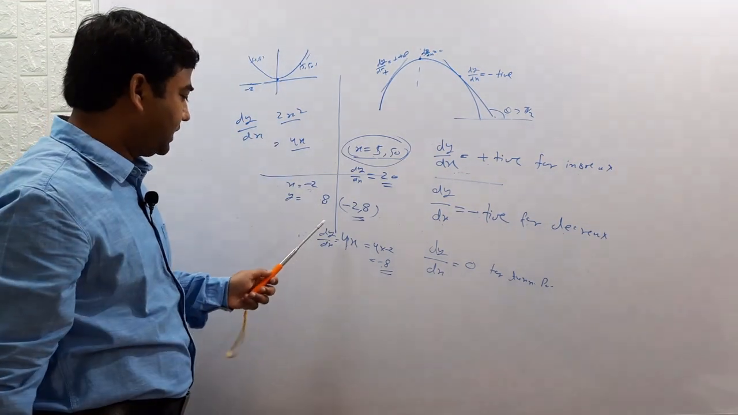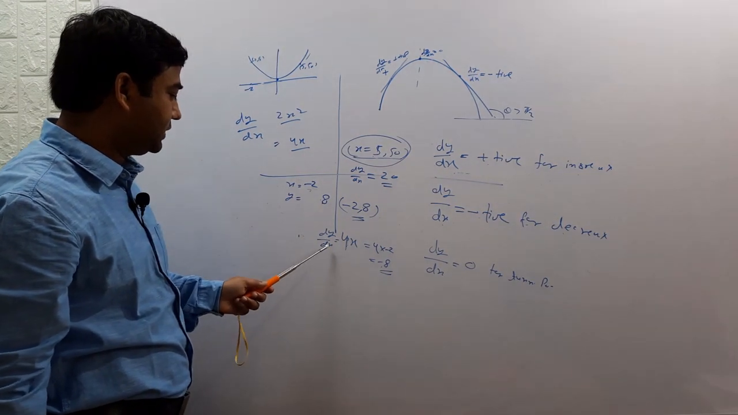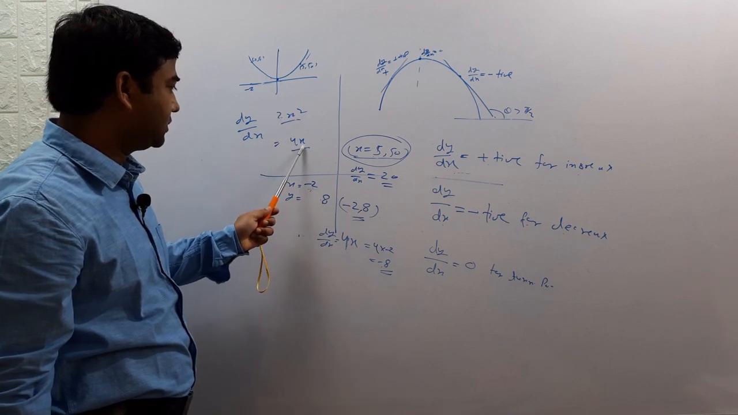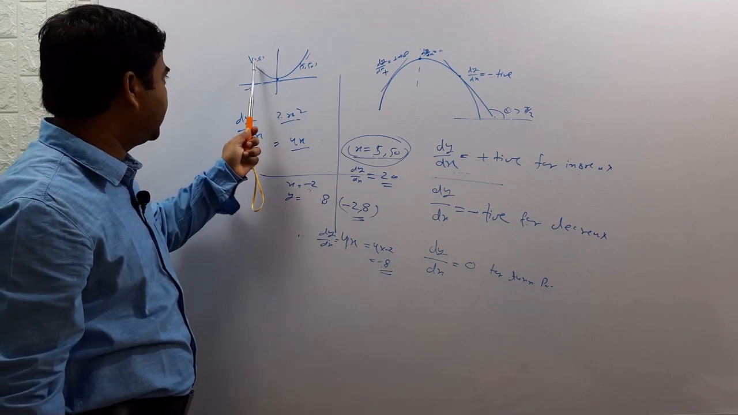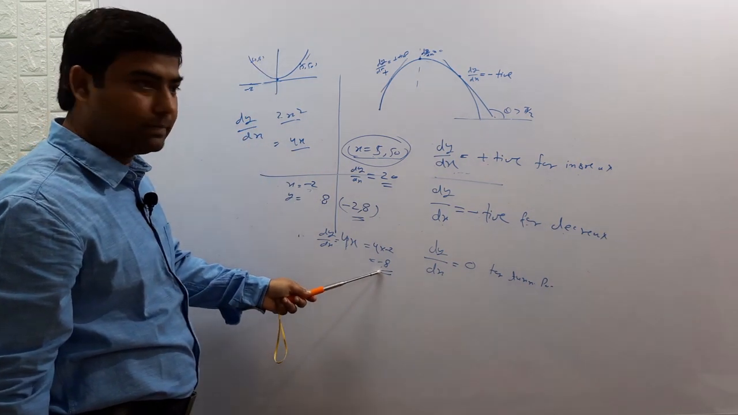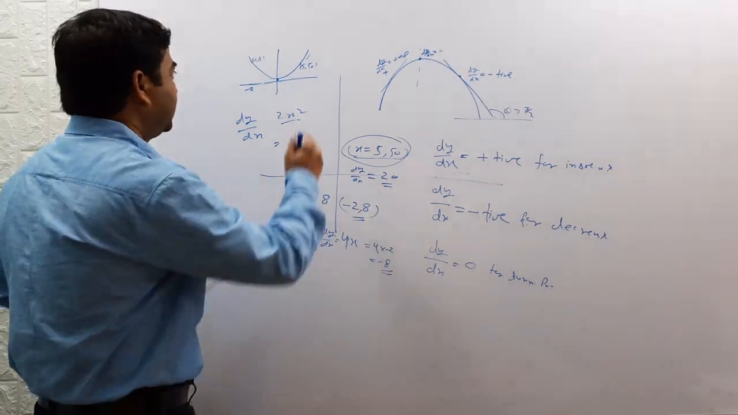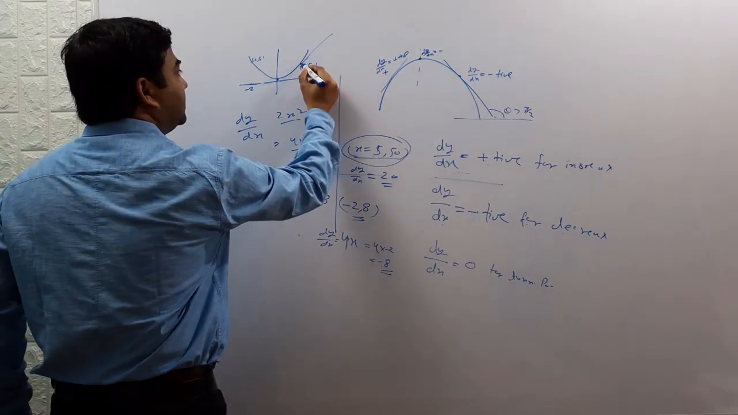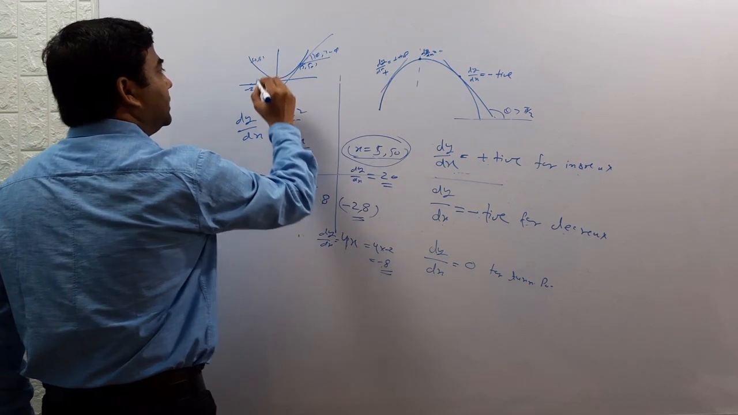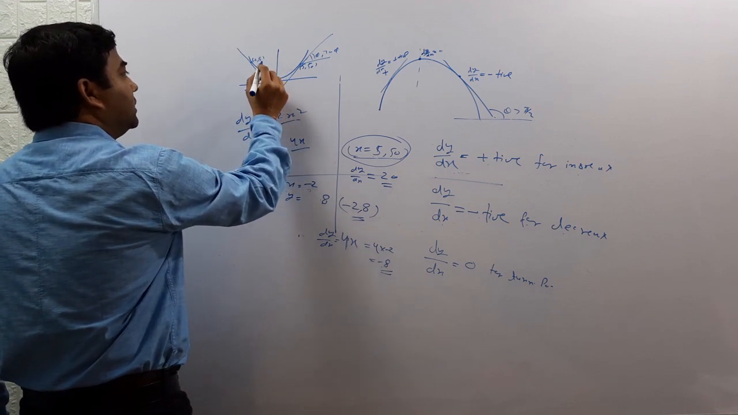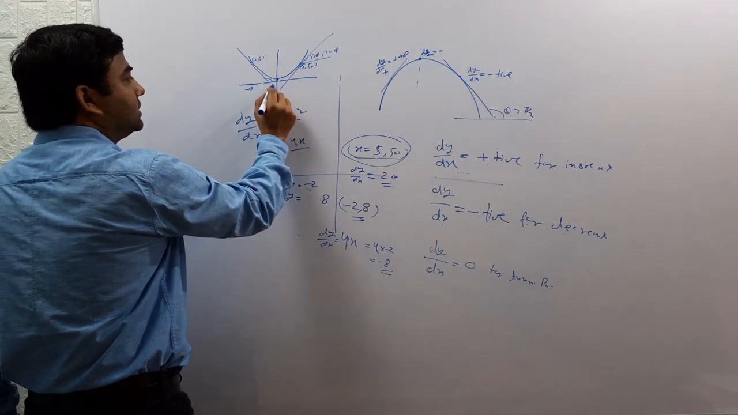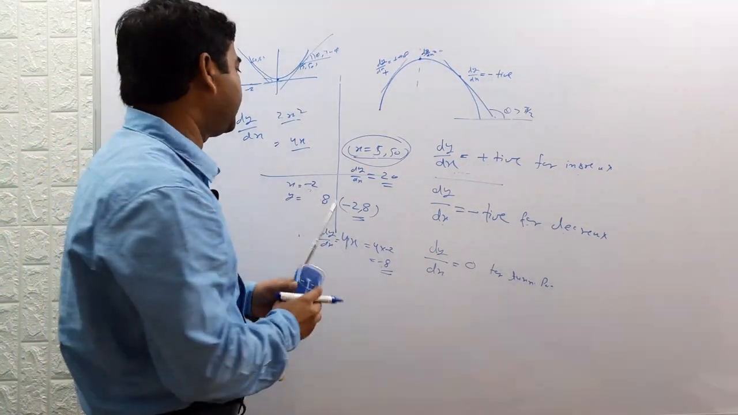So that's what we achieve in the derivative test. For 2x square, dy over dx is 4x. At x equal to minus 2, that means the point minus 2, 8, the derivative is minus 8, which is negative. So the tangent at this point will be like this, and its angle is more than 90 degrees. Hence, its gradient, tan theta, is negative.